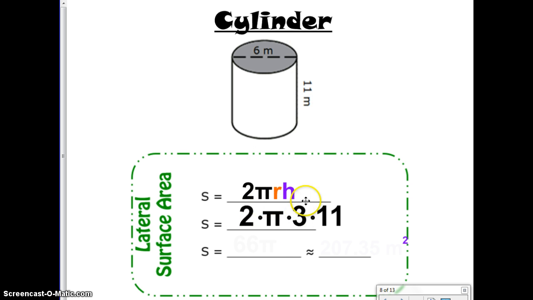We're going to go ahead and multiply the three whole numbers to get 66 pi, and then we can find our exact answer by taking 66 times pi. We get 207.35 meters squared. Remember, we're finding area, so we're going to use units of measurement squared.